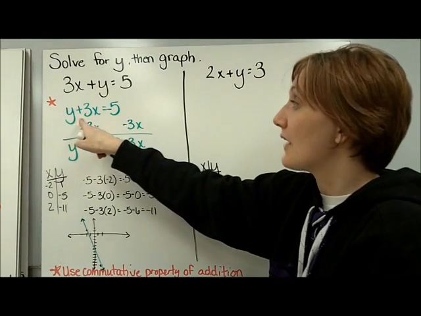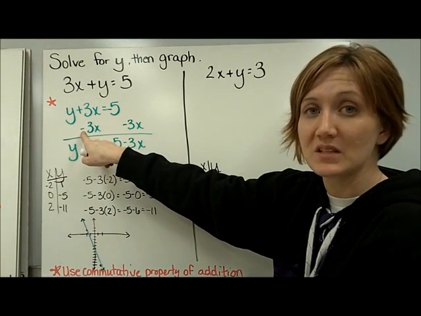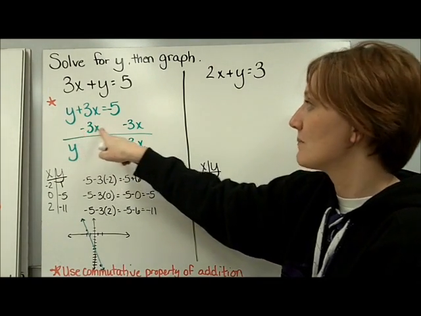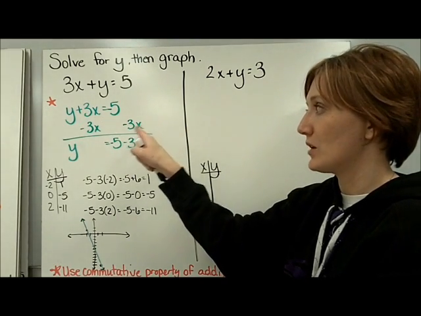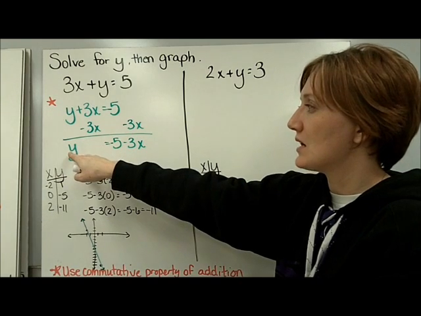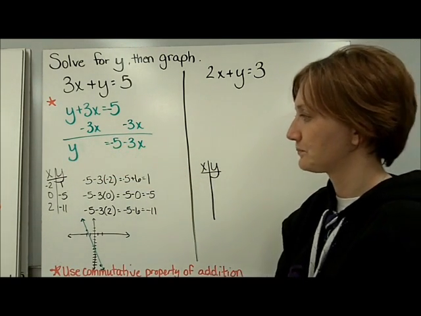To get y by itself, I have to get rid of the 3x. It's an addition, so to get rid of it, I do the opposite and I say minus 3x. But whatever I do to one side of the equation, I must do to the other side of the equation. So when the math is all done, I end up with y equals -5 minus 3x.